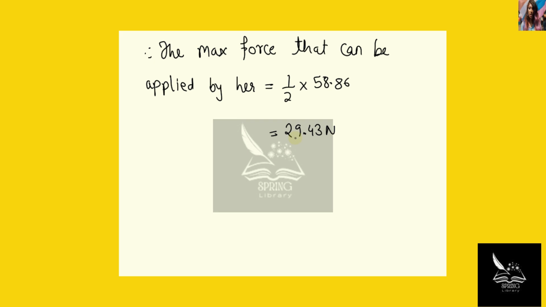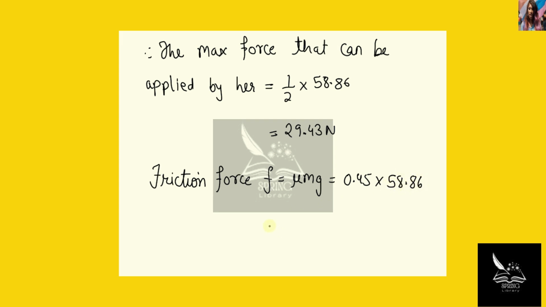Further, it is given that the coefficient of static friction. Now we have to see whether this applied force is able to move the toy or not. So the friction force we can find by using F is equal to mu times mg. So mu is given, that is 0.45, times this 58.86.